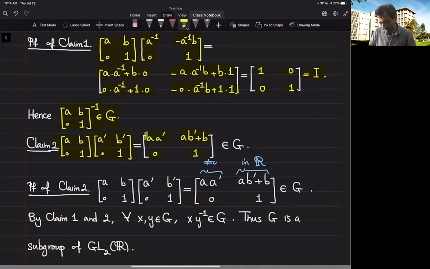Altogether, we get that this is another element of the set G. Now, if I give you two arbitrary elements of the set G, Y inverse is still inside the set G, and therefore the product of X and Y inverse is still inside the set G. That shows that G is a subgroup of 2 by 2 invertible matrices. So this shows that G is a subgroup.